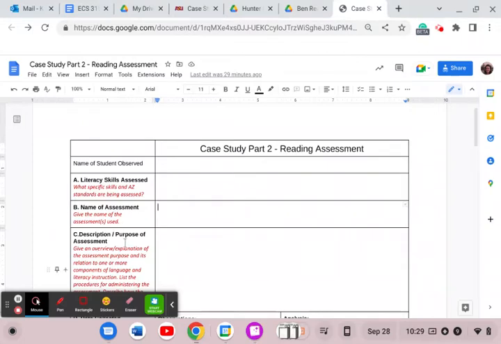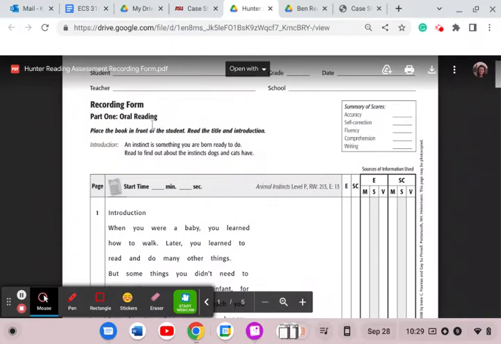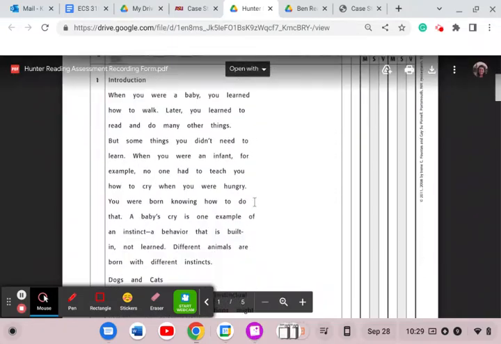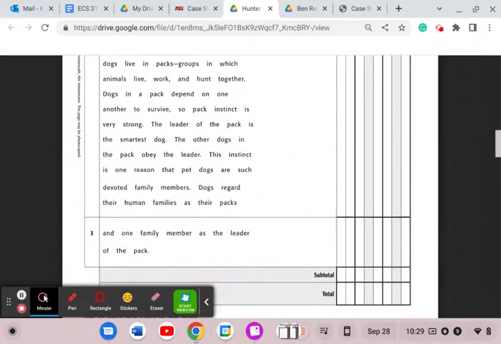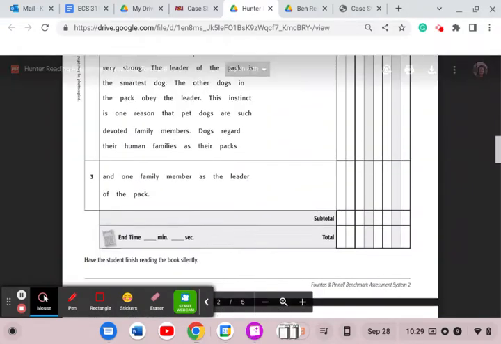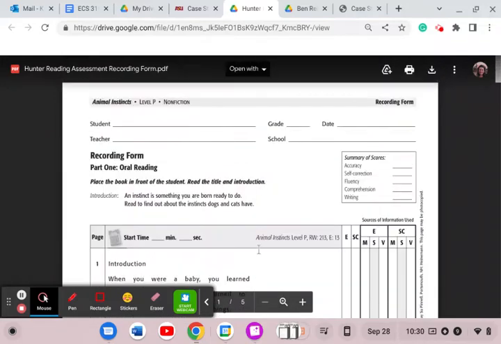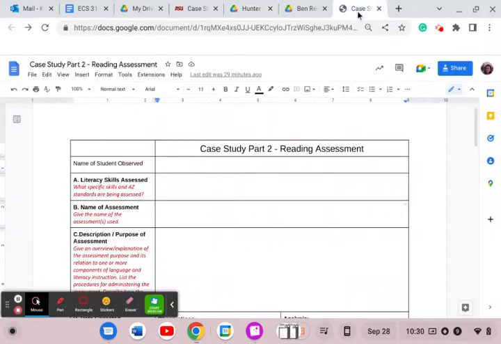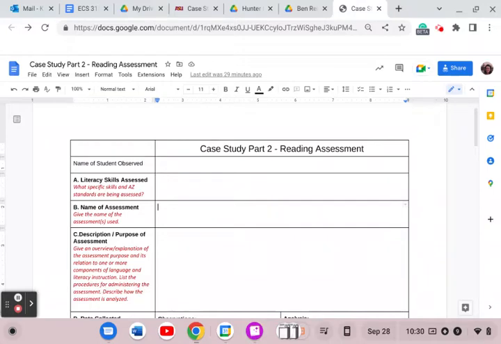And then C is the description and purpose. What is the description and purpose of this assessment? In the assessment forms, you can see that it's all about oral reading. You also are going to find out the words per minute the child can read and fluency. So depending on the assessment, scroll through it and summarize what it's about. Those 3 are not broken down within Canvas, but I would like you to use your brain and think, oh, I can answer that because I'm looking at the assessment.